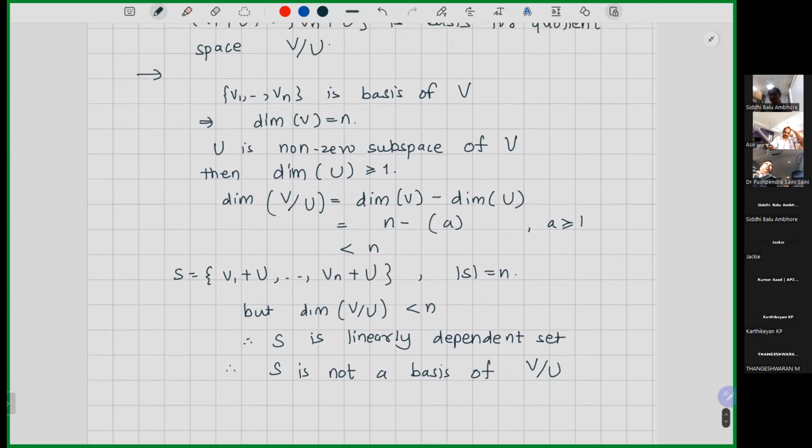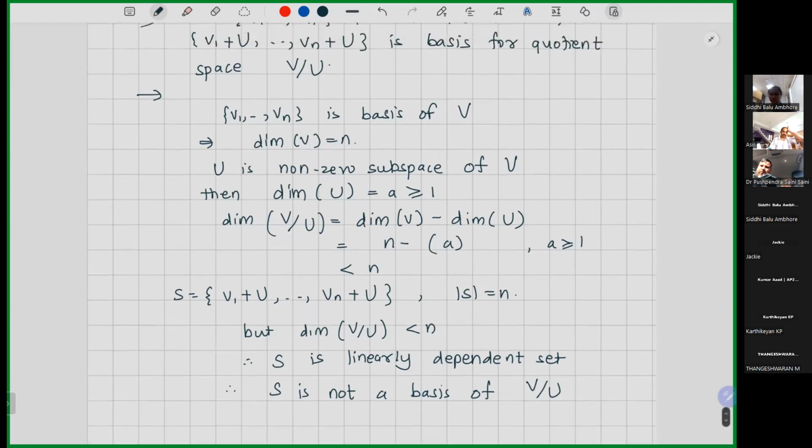Is this understood, that this dimension of U, if we call this A, is greater than or equal to 1? Since U is a non-zero space, it has some non-zero element, and we can extend that element to a basis of U. This is the basis replacement problem. If you remember, we had this in the first or second week: given a linearly independent set, we can extend it to a basis. And that is what we have got here.